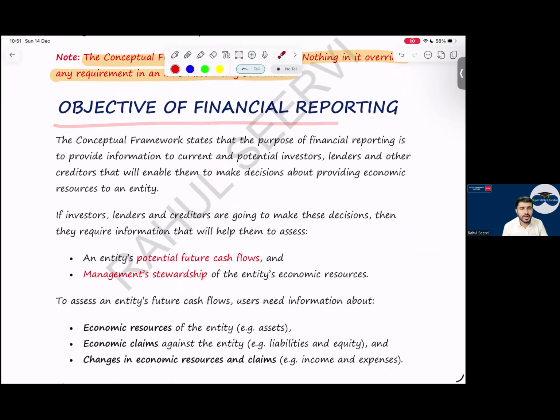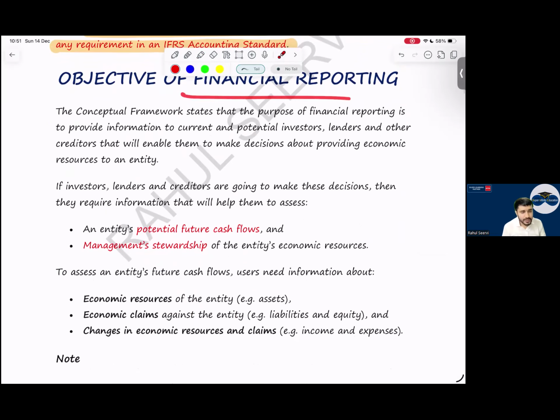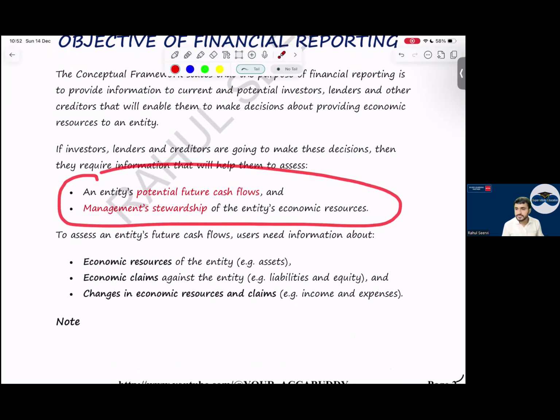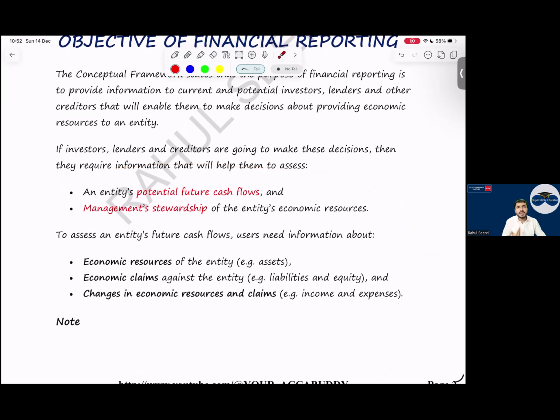Objective of financial reporting. It is not very important; you only need to say why we are doing it. Why are we learning financial reporting, strategic business reporting? Why are we doing the reporting about the business? Two things, no? So that the entity will get to know about the cash flows in future, whether they can continue the business or not, as well as management stewardship. What does this mean? Whether they are properly managing the economic resources of the entity.